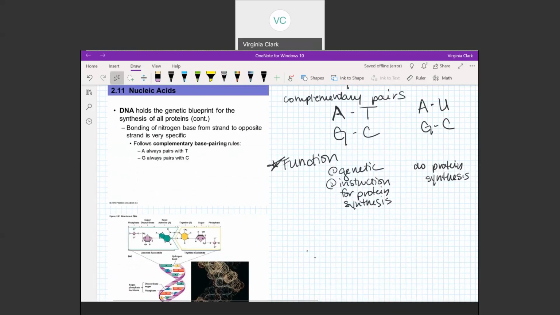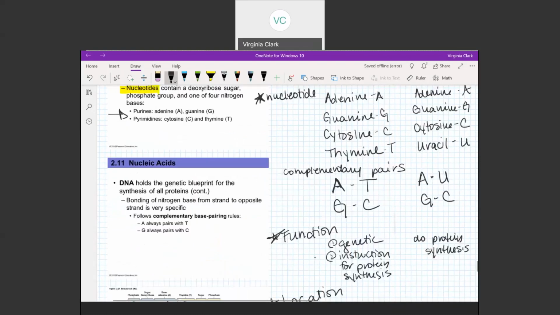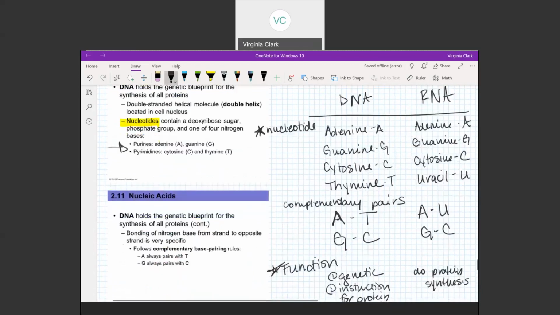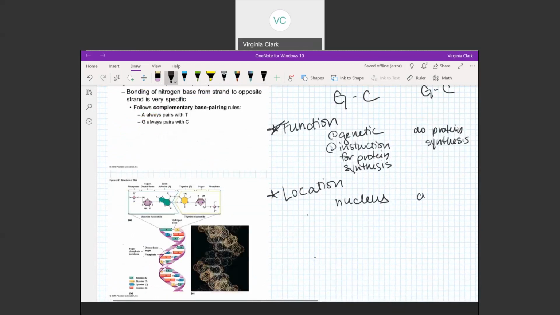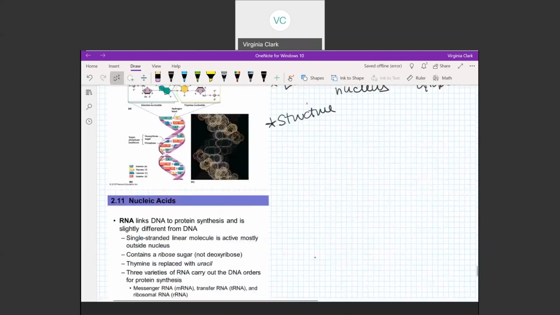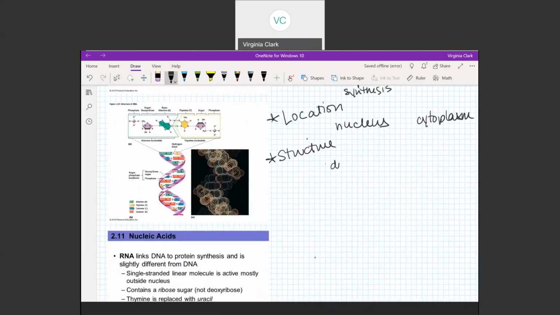They are also going to be different in their location. DNA will always be found in the nucleus of the cell, while RNA will always be found in the cytoplasm. They're going to be found in different places inside the cell. And then there's two other differences between them. The structure. So how these nucleotides are put together. The structure of DNA is going to be a double-strand helix.